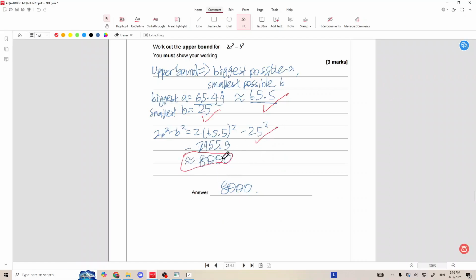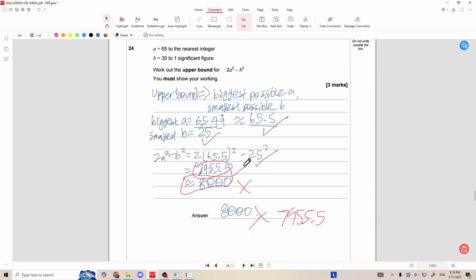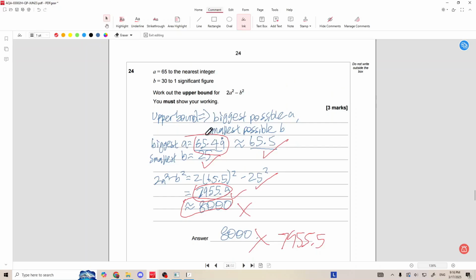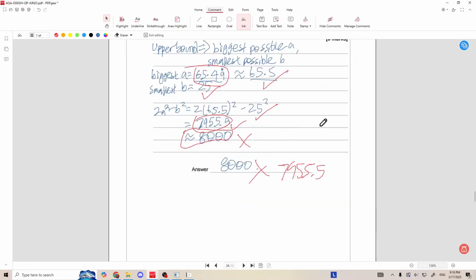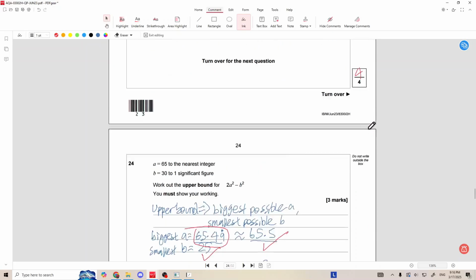So I shouldn't have rounded it down. This was not a good method. I should have just left it as 7955.5 because that's the exact answer. The thing is, I thought this was the upper bound, not 65.5 for A. So I thought it wouldn't be exact, but yeah, that's just on me.